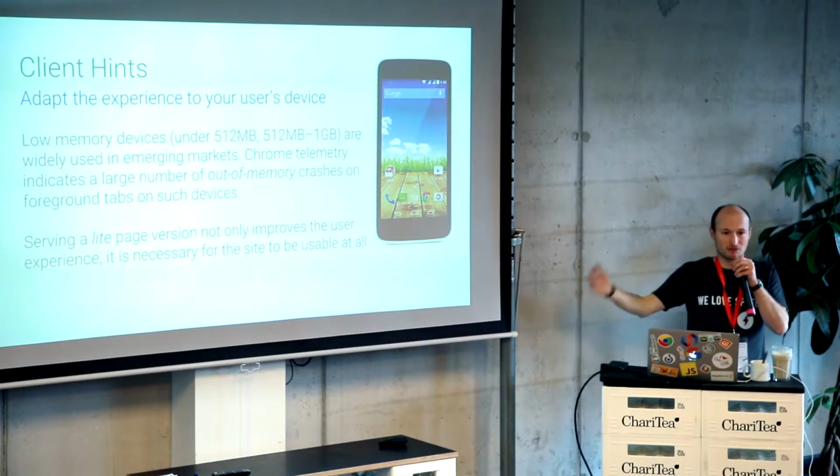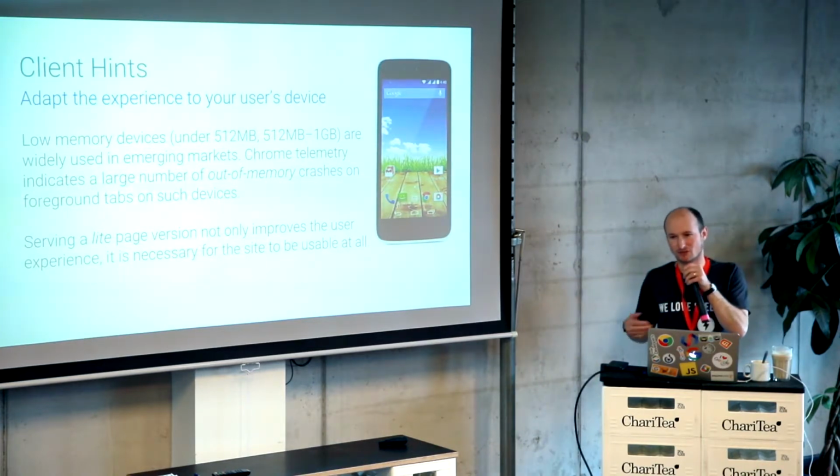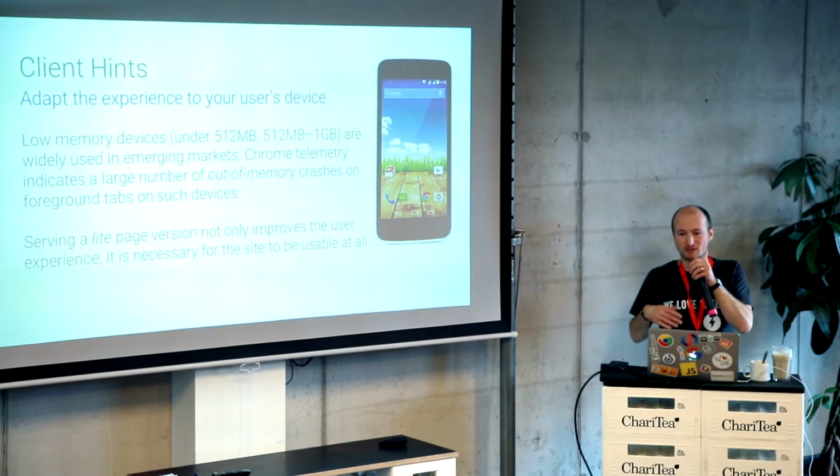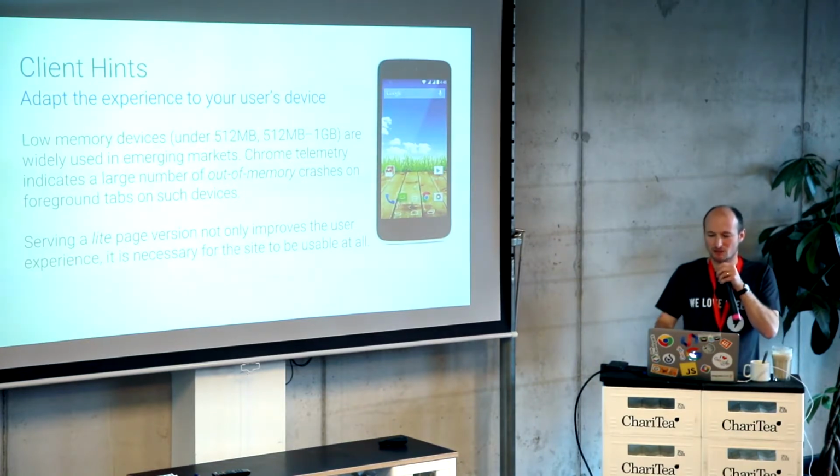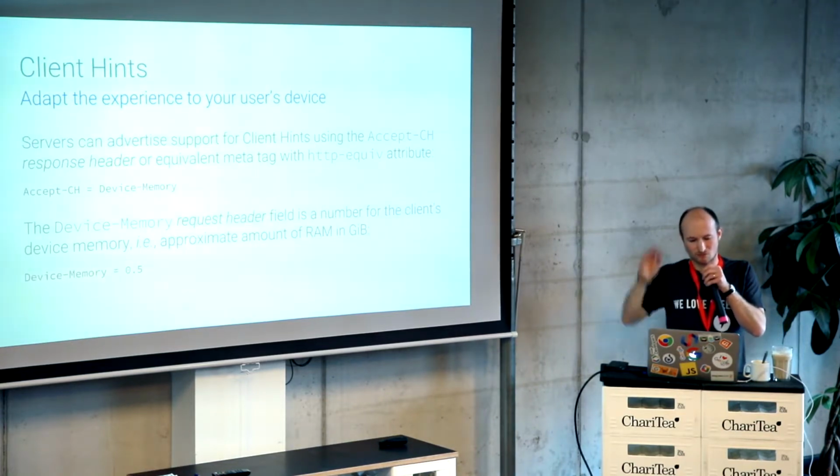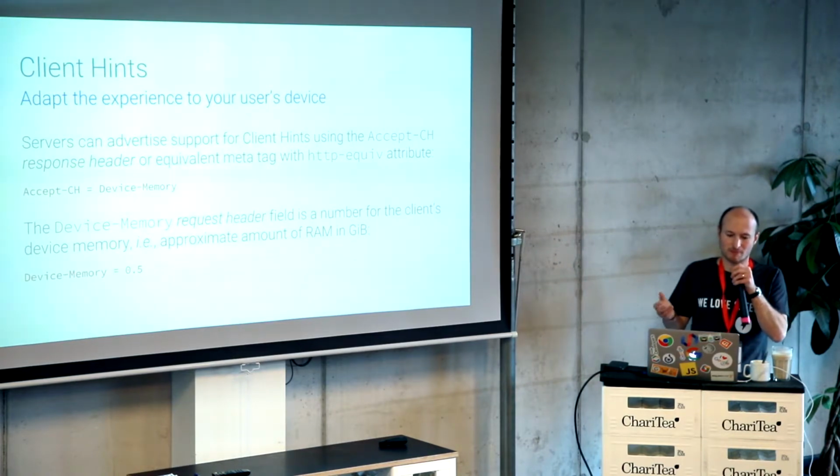So if you detect that such a device is accessing your page, and you can see one of the example devices here, you can then decide to serve more of a light version. If you have maybe a game, you can serve lighter textures, for example. And like this, really adapt the user experience to the person's device.